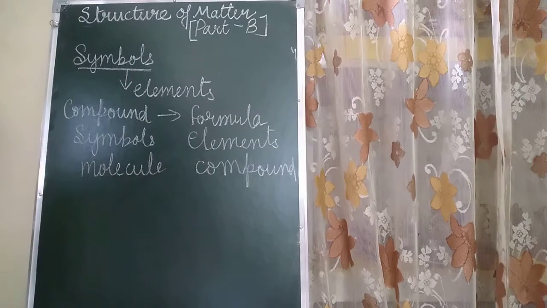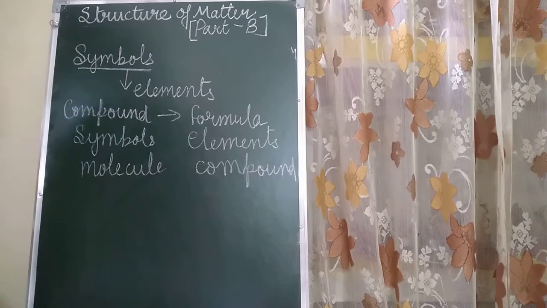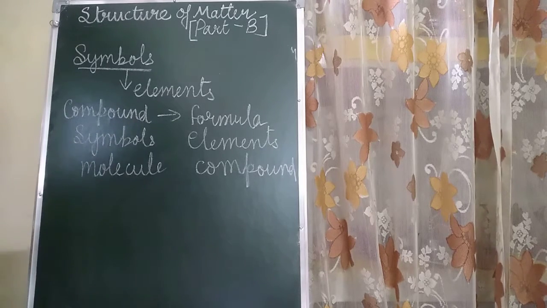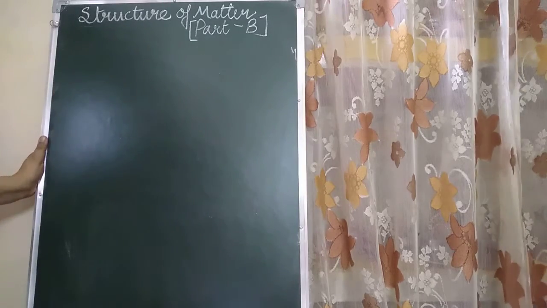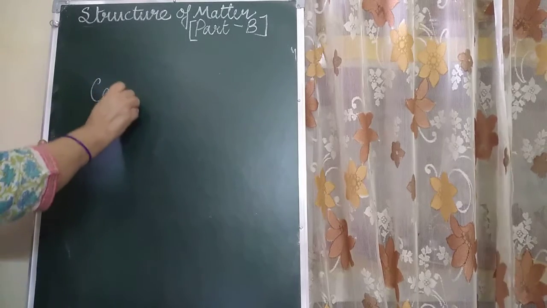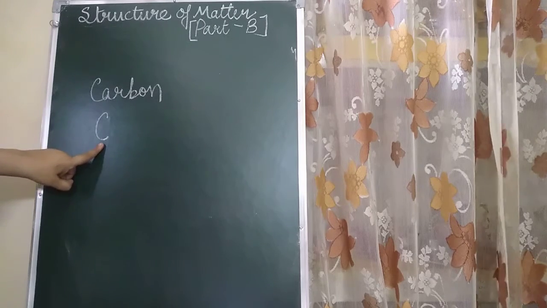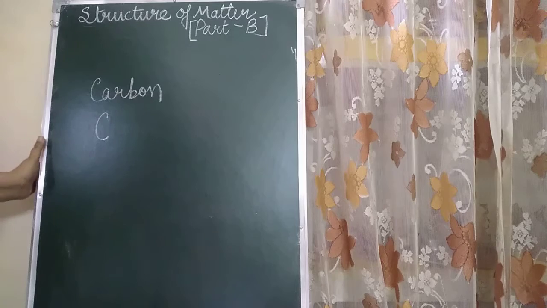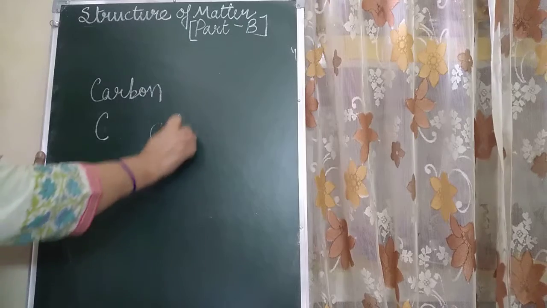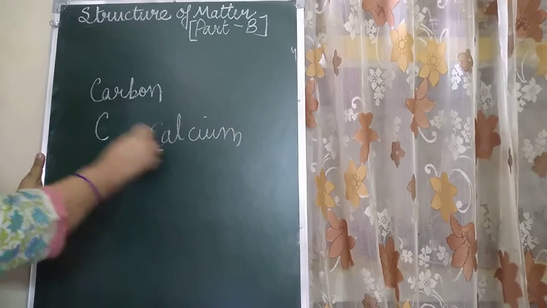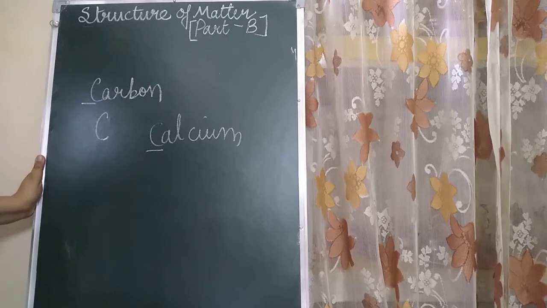Fine children. Now children, some elements are represented by using the first letter of the name of that element. As an example, carbon: the first letter C is the symbol for carbon. Now the names of some elements have the same initial letter. For example, carbon, calcium and cobalt.